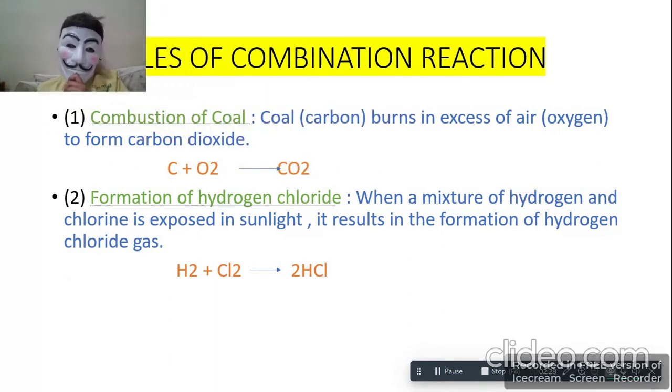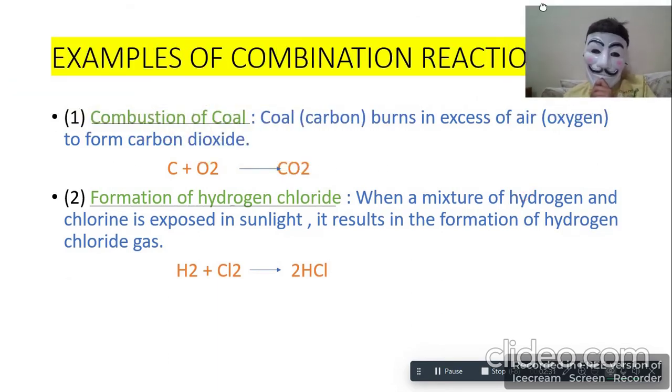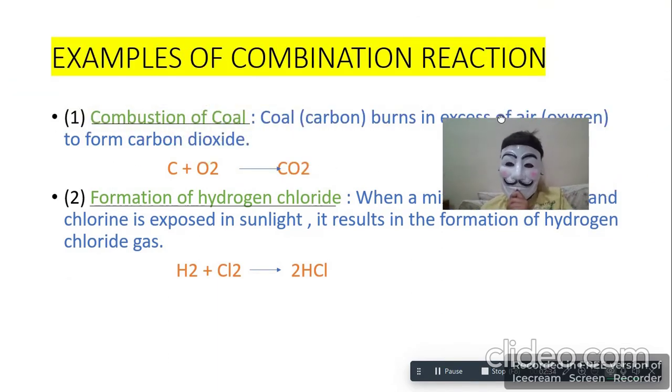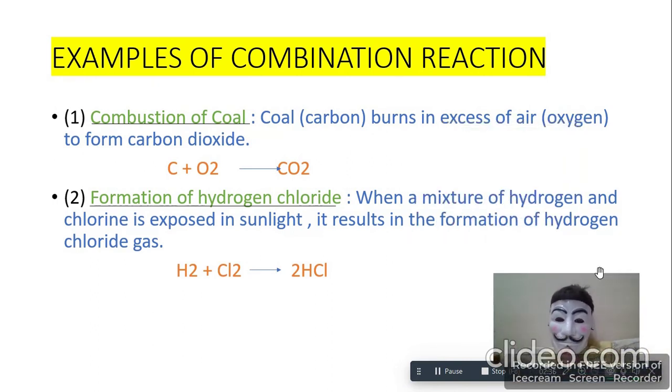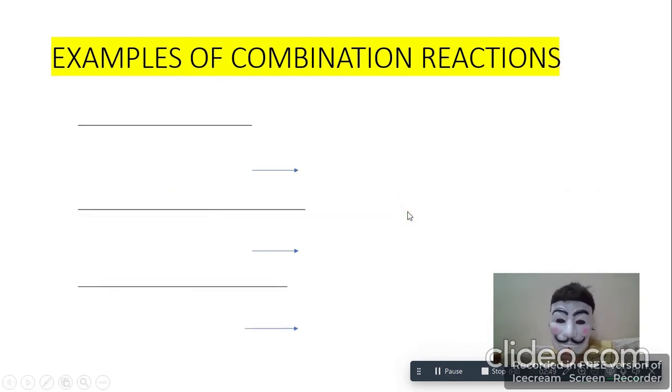Formation of hydrogen chloride. Hydrogen chloride, remember the formula? HCl. When a mixture of hydrogen and chlorine is exposed in sunlight, it results in the formation of hydrogen chloride gas. So H2 plus Cl2 gives 2HCl. Okay, let's go. And next slide.